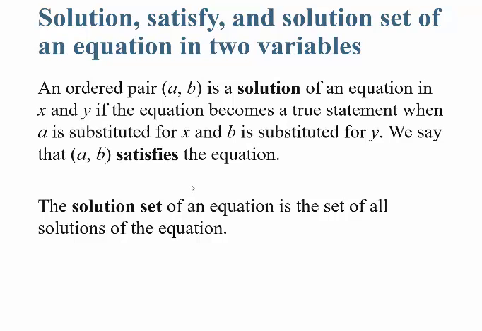All right, so let's talk about solution, satisfy, and solution set of an equation in two variables. An ordered pair is a solution of an equation in X and Y if the equation becomes a true statement when A is substituted in for X and B is substituted in for Y. So when we plug those numbers in for the X and Y in our equation, we say that A comma B satisfies the equation.